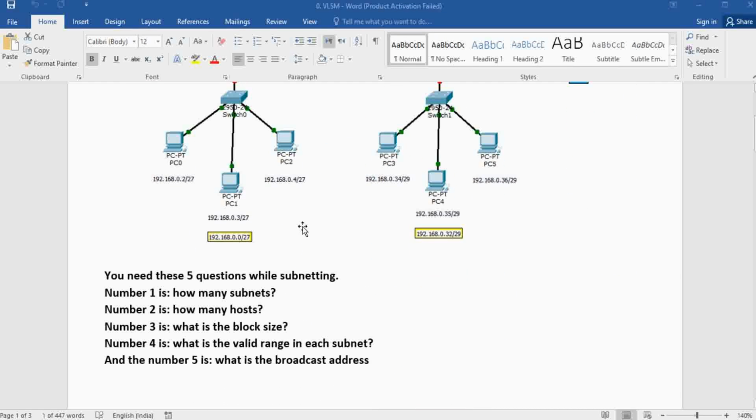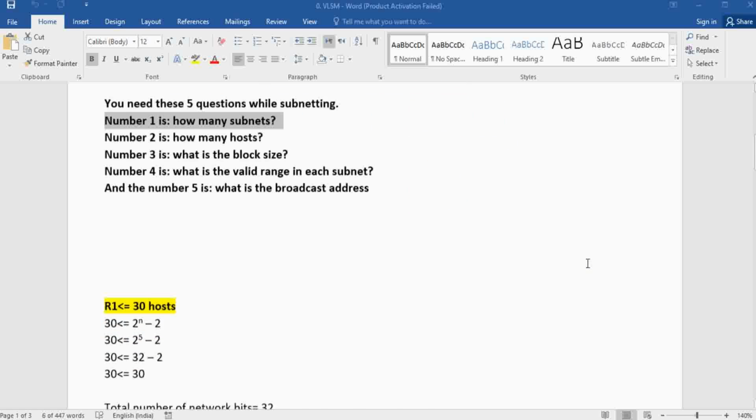You need these 5 questions while subnetting. Number 1 is, how many subnets? Number 2 is, how many hosts? Number 3 is, what is the block size? Number 4 is, what is the valid range in each subnet? And number 5 is, what is the broadcast address? Remember, we don't use or add broadcast in router. Now answer each question. Let's start with the first question, how many subnets?